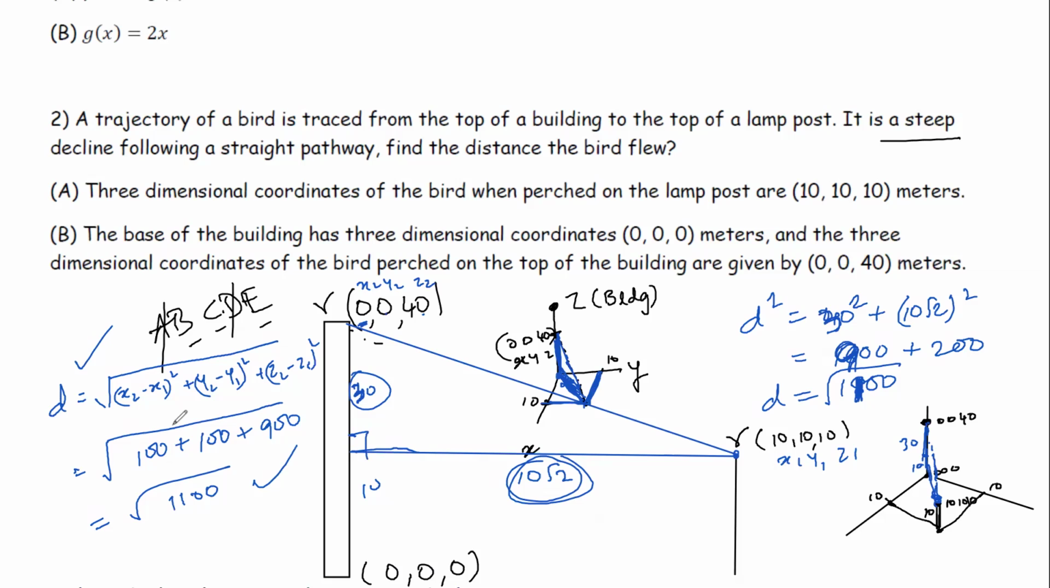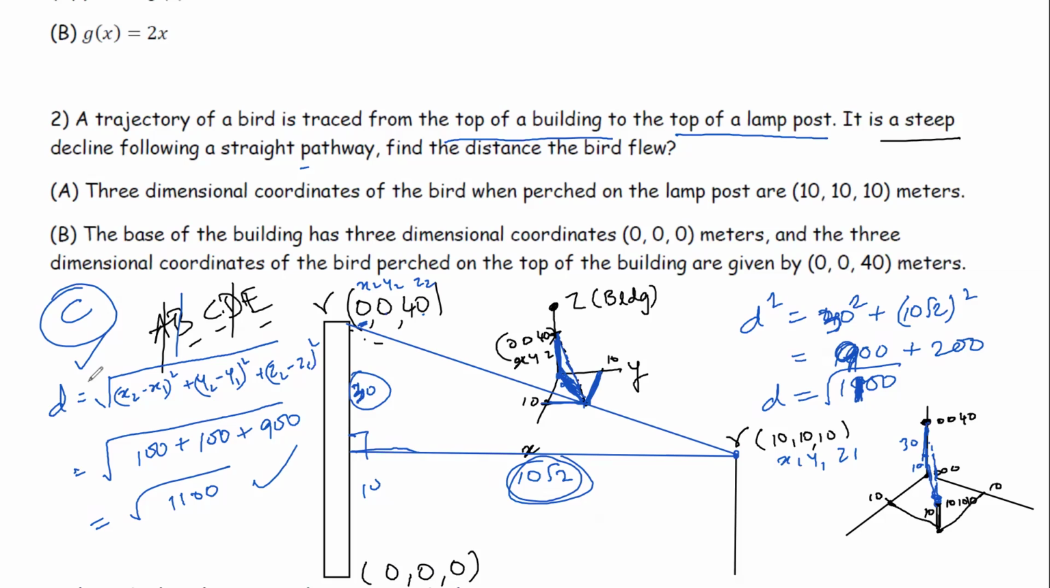So yes, both the statements are required. B on its own will not answer because B just tells you about the building and not about the lamppost. And we want the top of a lamppost and top of a building distance. So therefore, C is the answer.